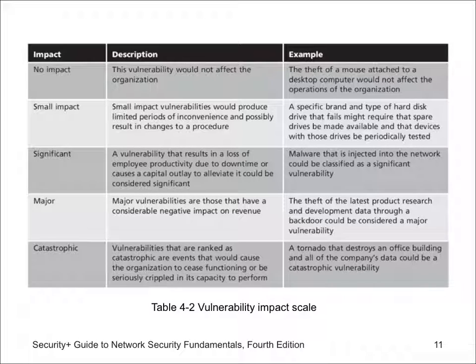Catastrophic. Vulnerabilities ranked as catastrophic events. Organizations cease functioning or are seriously crippled. For example, a tornado hits the building and all the company's data is lost, which could be catastrophic.